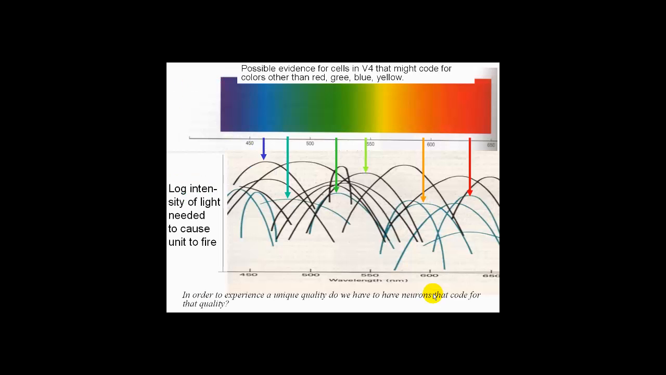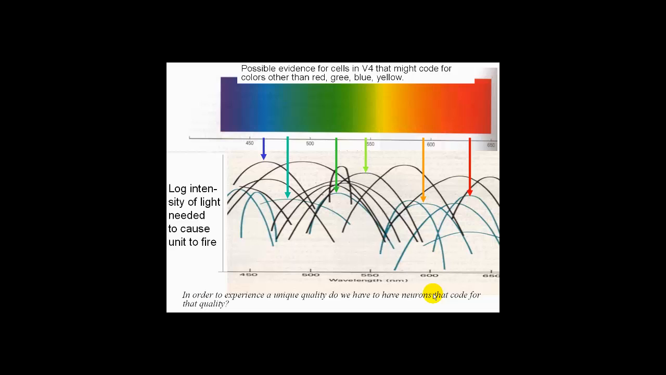However, recordings from V4, which we've already talked about as being the color area, where a lot of color things are done, that's where color constancy seems to be computed, there is some evidence which suggests that there may be cells in that region that do go beyond red, green, yellow, and blue, and that there may be orange cells, etc.